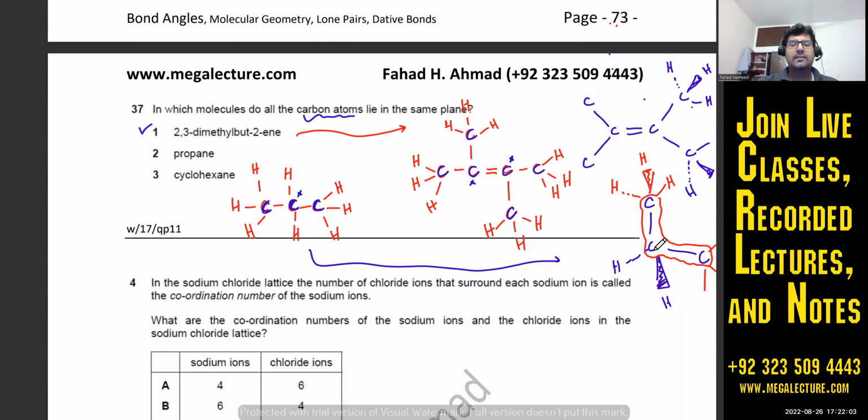Okay, that's done. And the last one, the third one, that's cyclohexane. Cyclohexane is 6 carbon atoms arranged in a cyclic manner, and hexane, so that's all of them are each atoms. So this one.